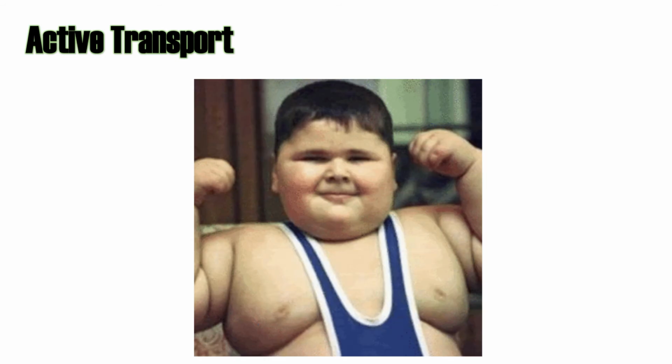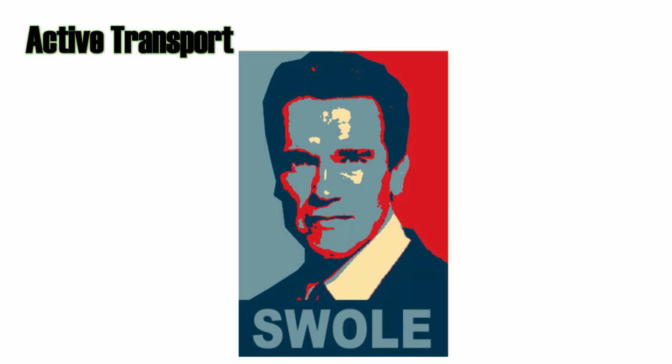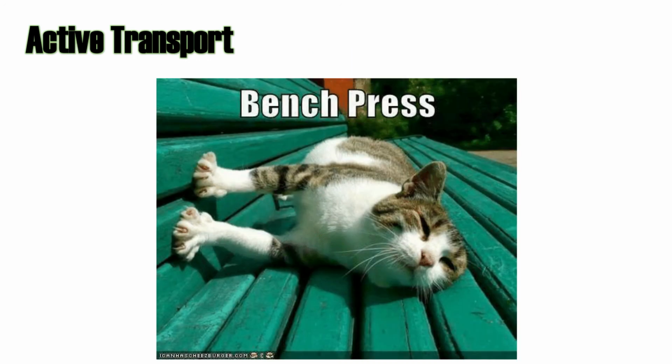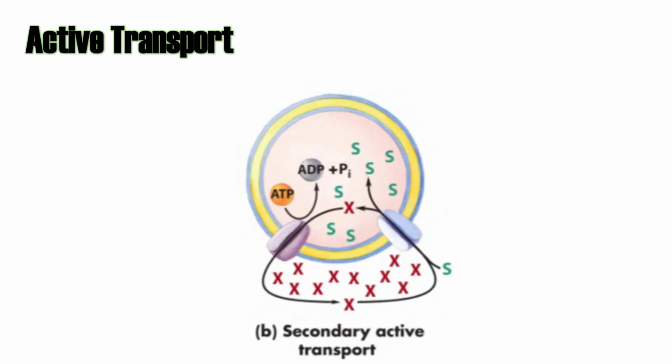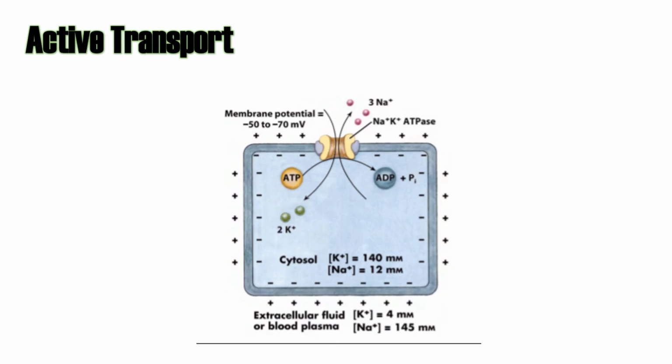Finally, we have active transport. These are the jocks of transport, the guys that only talk about how swole they are or how much they can bench press. Primary transport is driven by energy, which is ATP of course. Secondary transport is driven by an ion gradient. The example in your notes is the sodium-potassium ATPase transporter for primary transport.